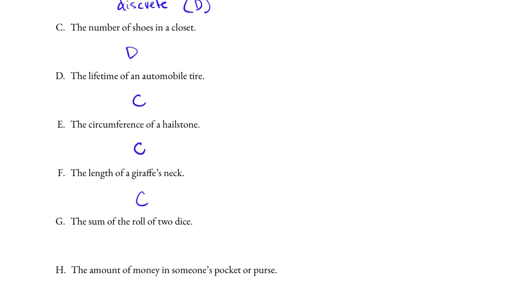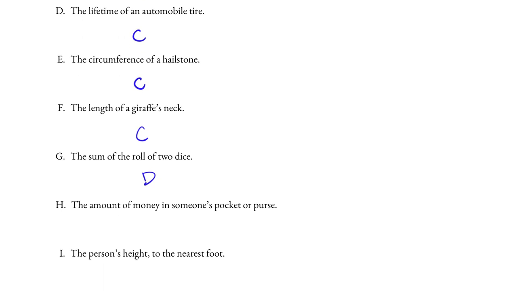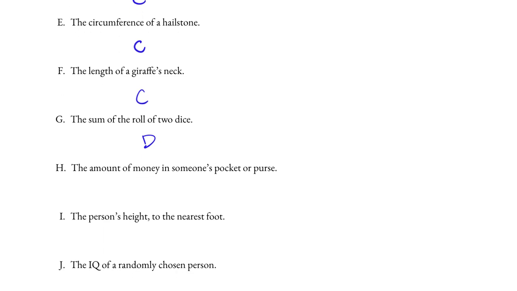The sum of the roll of two dice. We saw that the sums when we roll the two dice are 2, 3, 4, 5, 6, 7, 8, 9, up to 12. We can list them in consecutive order. So this is discrete. The amount of money in someone's pocket or purse. Now this is something that we can count. This is discrete. Anything that we can count is discrete.